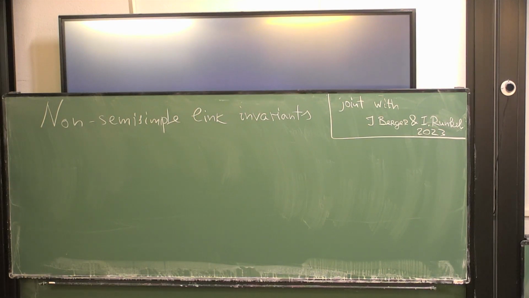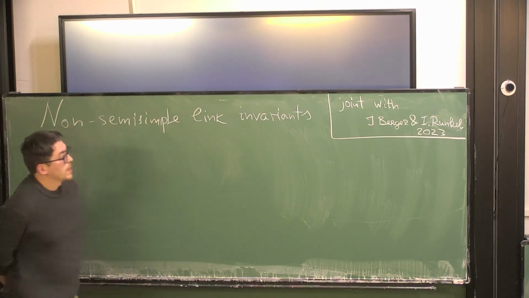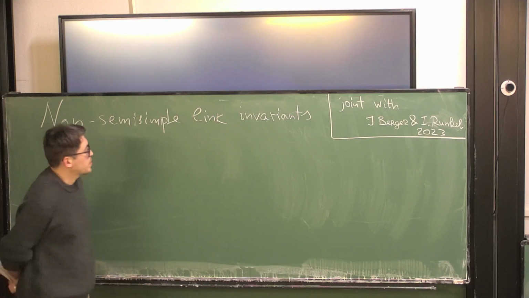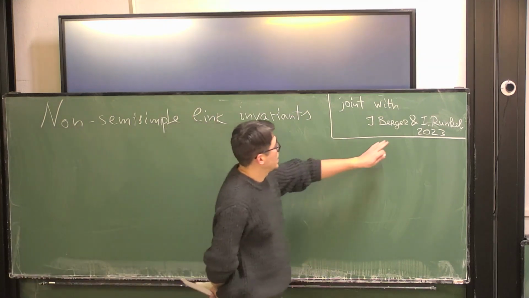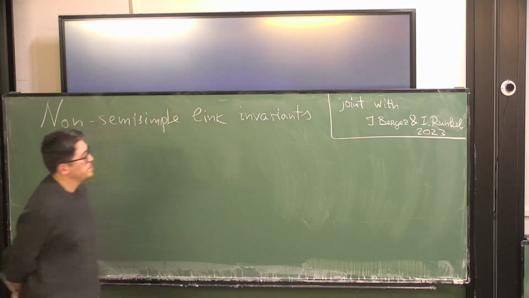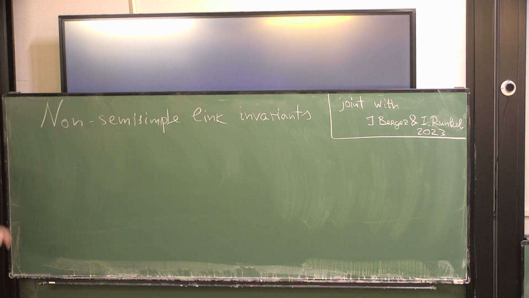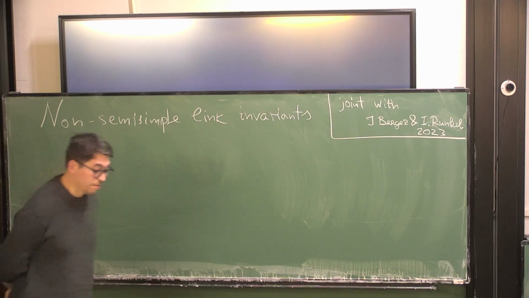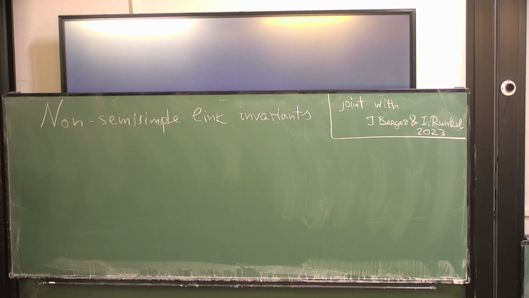And my talk will be some extracted results about link invariants in the joint work with Johannes Berger and Ingo Runkel. Johannes Berger was our PhD student. And we also studied manifold invariants, but just to simplify exposition, I will concentrate on link invariants. It will be more general framed link invariants. And I would like to explain to you what it means non-semisimple link invariant and why we call them non-semisimple.